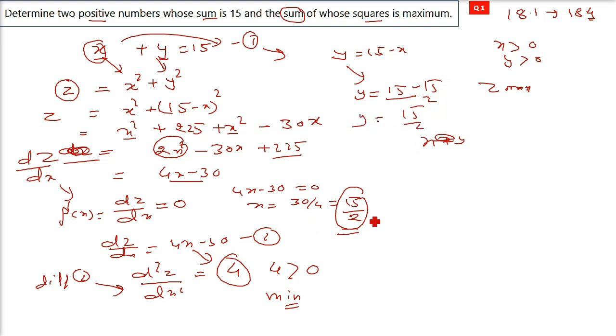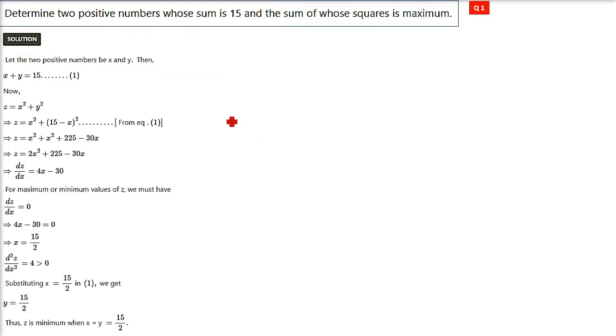We are just with x equals 15 by 2, and y also comes to be 15 by 2. With x and y as 15 by 2, z is simply 15 by 2 whole square plus 15 by 2 whole square. That will make the whole expression highest or maximum. So we can say that 15 is divided into 7.5 and 7.5. As I told you, they were just positive numbers. It was not mentioned whether it is an integer or a decimal number. So whatever we explained is here. Don't bother about d2z by dx2, the double differentiation. We just did it to show that maximum and minimum is required, since the sum of whose squares is maximum. So that is how we get the maximum and minimum.